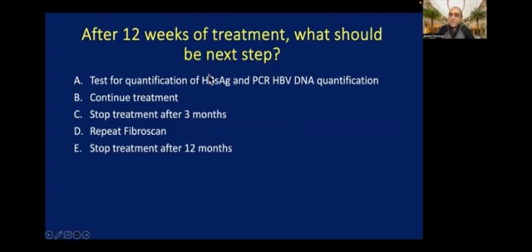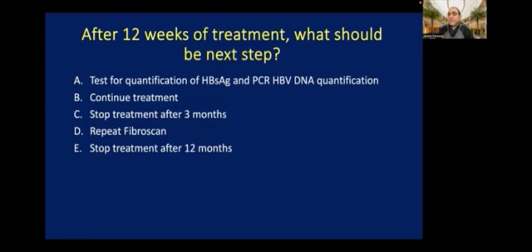Option A: test for quantification of HBsAg and PCR DNA quantification. So you will check the HBsAg quantity as well as the quantitative PCR of HBV DNA. B: you continue treatment, since we already decided to give treatment for 48 weeks. C is stop treatment after 3 months. D is repeat FibroScan. E is stop treatment after 12 months.